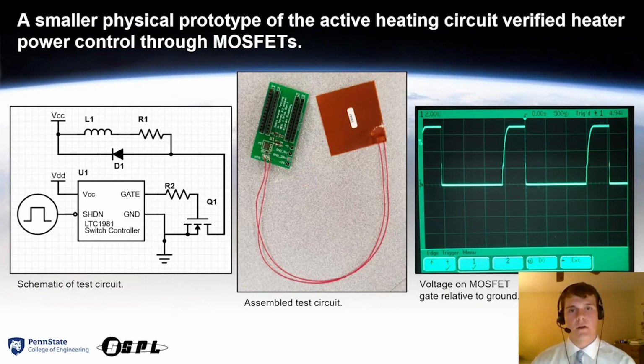In order to test our active heating circuitry, we assembled a smaller prototype board that contained only one MOSFET and one polyimide heater. To the left, you can see the circuit schematic that contains all the parts needed to control one of these heaters. In the center, you can see the circuit fully assembled for testing, and to the right, you can see the oscilloscope output for the voltage on the MOSFET gate relative to ground. You can see that it has a nice sharp rise and a nice sharp decline. Based upon this test, we're able to verify that yes, we can control the amount of power delivered to the heaters by varying the duty cycle of the PWM signal coming from the thermal logic controller.